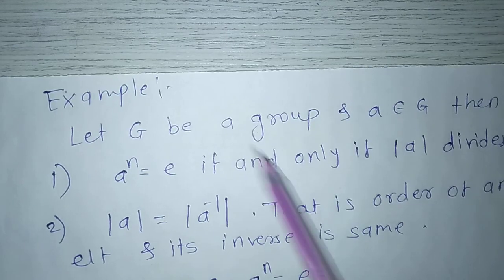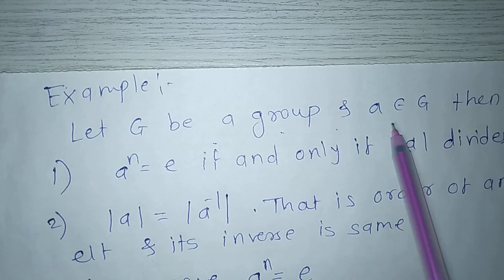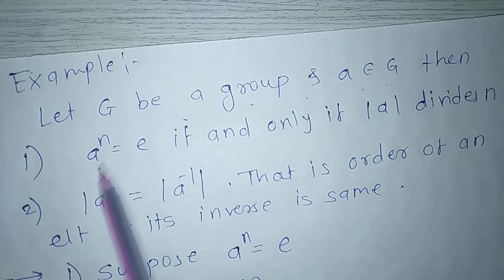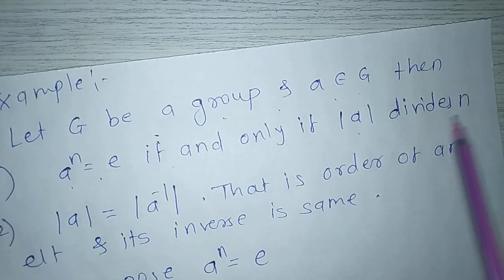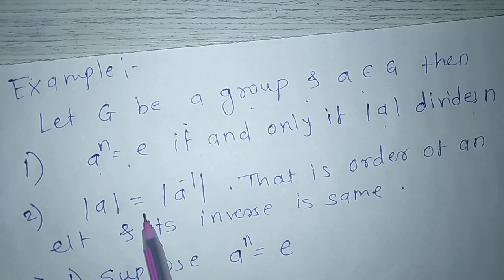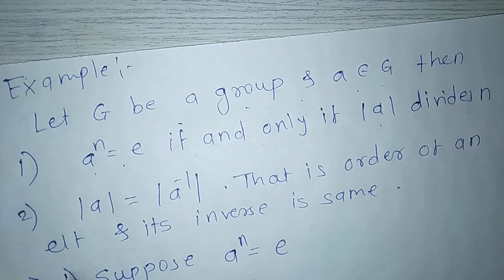Next example, let G be a group and a belongs to G. Then first, a raised to n equals identity if and only if the order of a divides n. Second, the order of a equals the order of a inverse, that is, the order of an element and its inverse is the same.